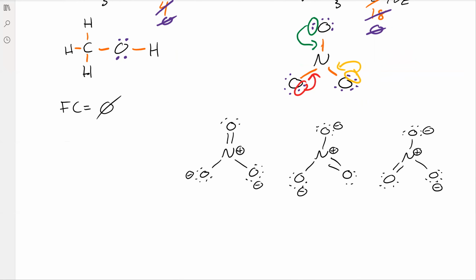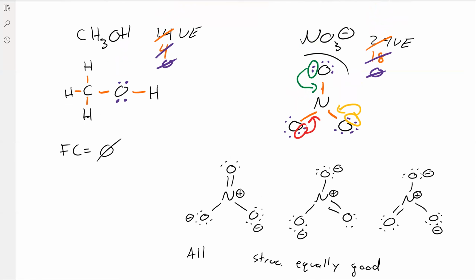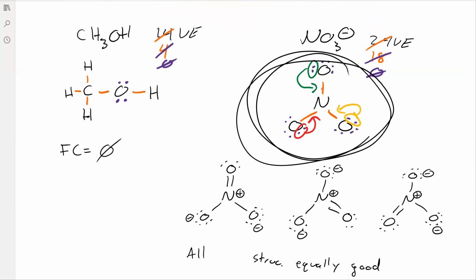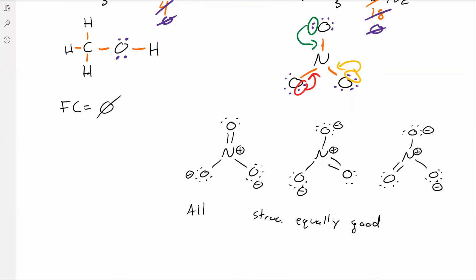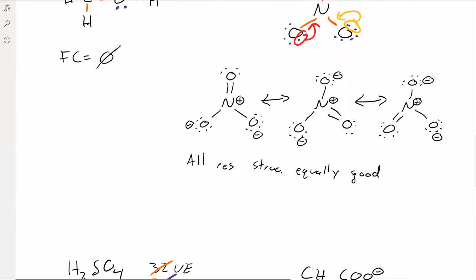So what we can tell is that all of these are the same, or all resonance structures are equally good, right? Because I made an arbitrary decision. There was no reason for me to pick either one of these oxygens. I just picked one and drew a structure, or in this case, I drew all 3. Whenever you make that arbitrary decision, that means that you have resonance structures. And so these 3 are indeed resonance structures, and they're all equally good as one another.